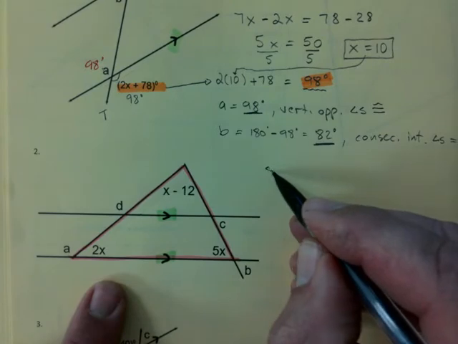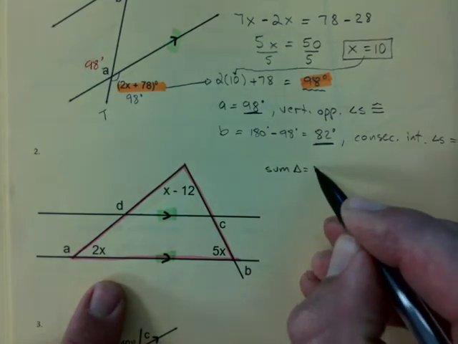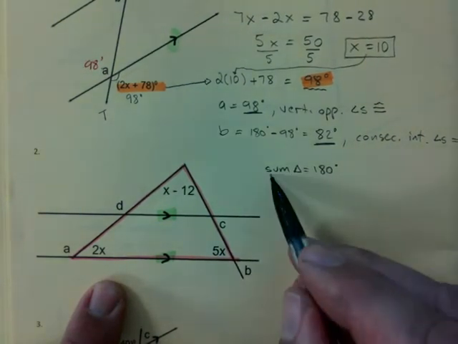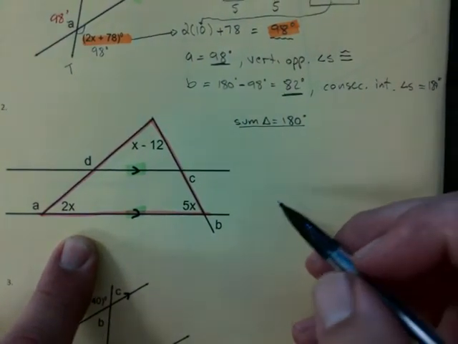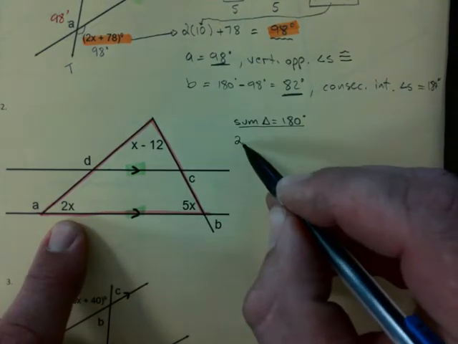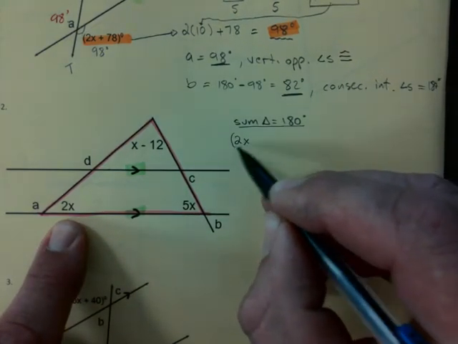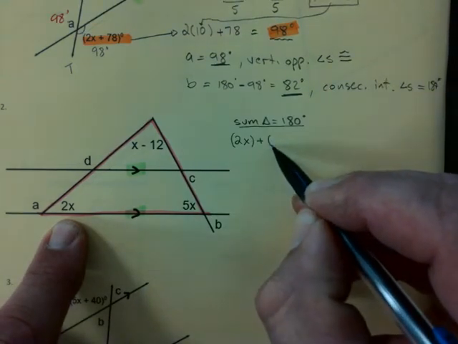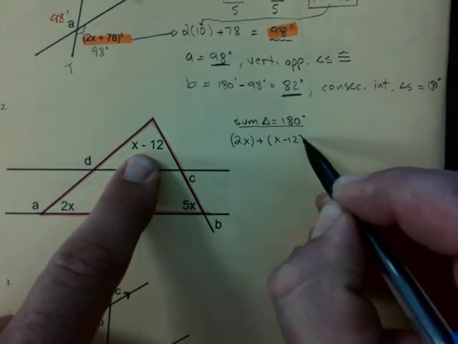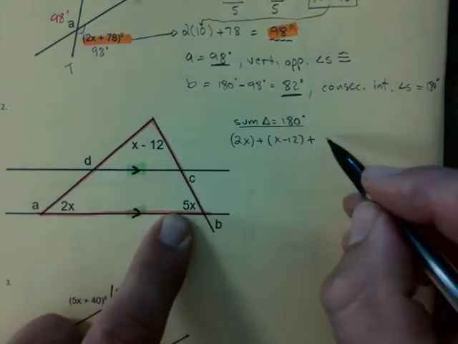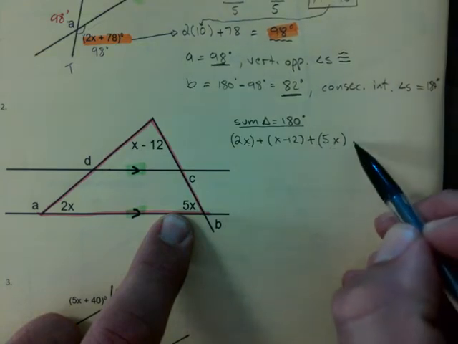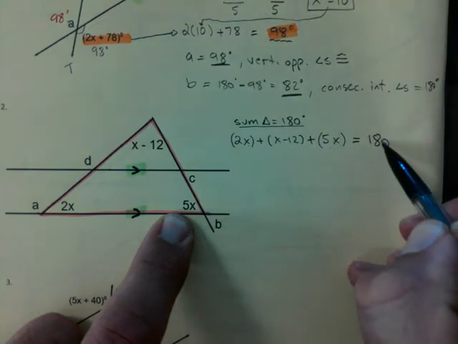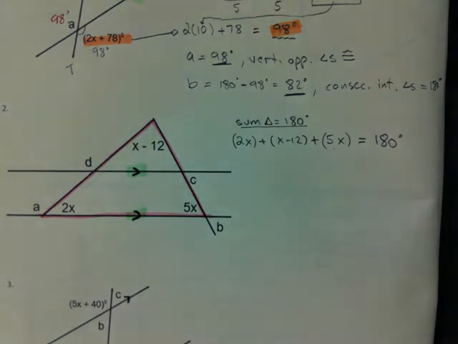So what I will do is I will say that the sum of a triangle is equal to 180 degrees. That's my starting point. I'm telling myself what it is that I'm going to do. So I'm going to say that angle 2x, right? Let's put that in brackets, plus that other angle here, (x minus 12), plus the 5x, right? If I were to add up those three expressions, I should end up with 180 degrees. It doesn't matter what they look like. We know that this is true.